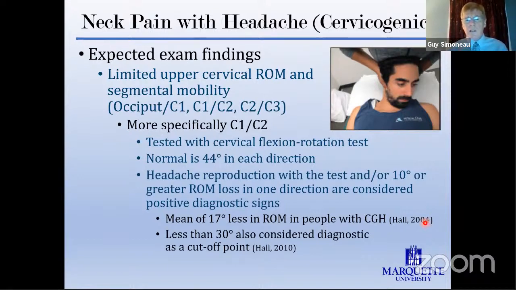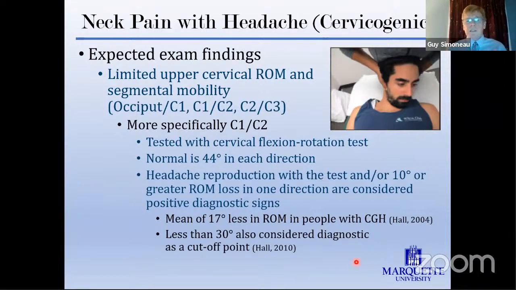So you need to do a thorough evaluation of range of motion and segmental mobility of occiput-C1, C1-C2, and C2-C3. And we know from the work of Toby Hall in Perth, Australia, that he has identified C1-C2 range of motion restriction as being particularly related to the presence of cervicogenic headache, with a loss of rotation of 10 to 15 degrees being a good indicator. That assessment of C1-C2 rotation is done with the cervical flexion rotation test, as demonstrated over here.